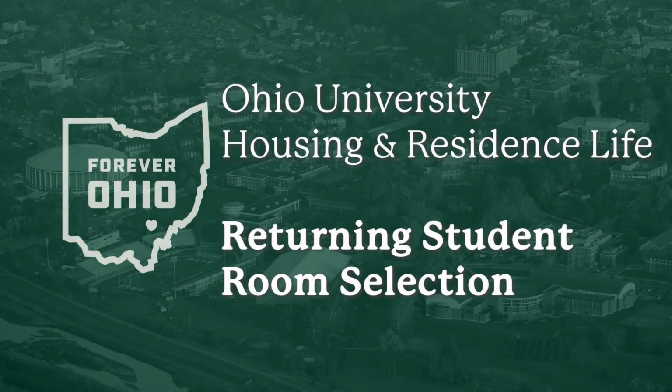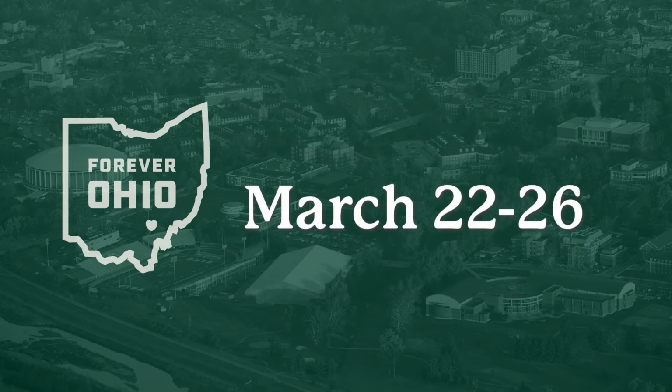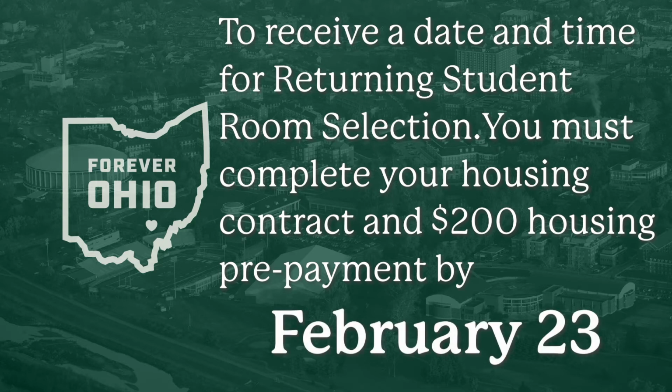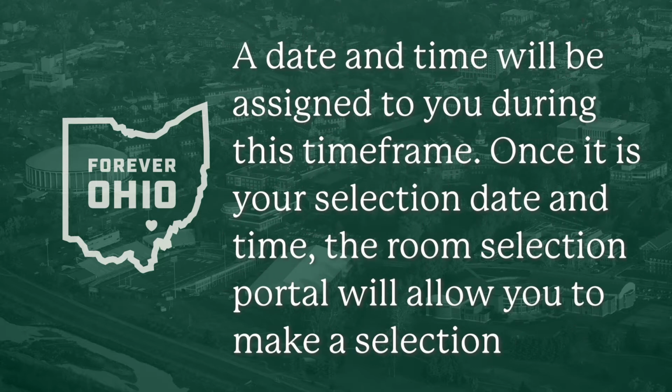Welcome to Ohio University Housing and Residence Life's tutorial on navigating the room selection process. Below are the dates for the general room selection process for this upcoming year. To receive a date and time for selection, you must complete your housing contract and the $200 housing prepayment by the deadline below. A date and time will be assigned to you during this time frame.